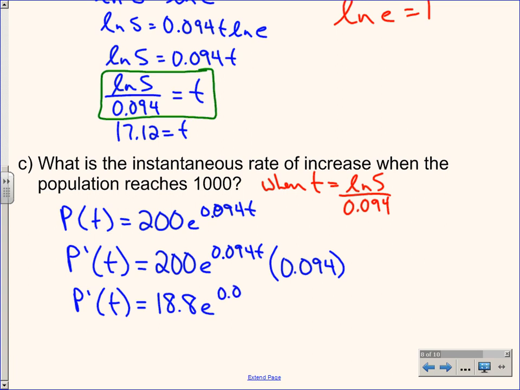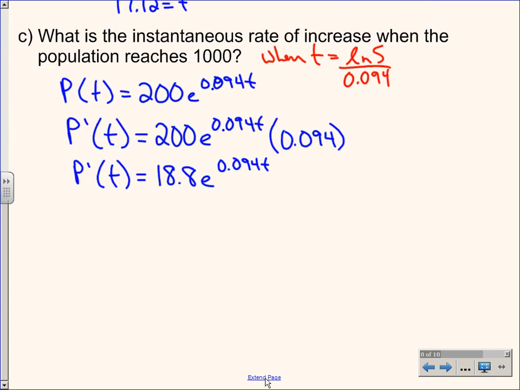And remember, I haven't actually done any rounding yet, right? That 0.094 was exactly 0.094. So everything here is still perfectly accurate. I need to make this a little bit bigger again. What we were trying to find was when the population reaches 1,000, and we knew that happened when t was ln 5 over 0.094. So I want to find p prime of ln 5 over 0.094. This looks a little bit ridiculous to write in, but it's correct. That's the time when we reach 1,000.